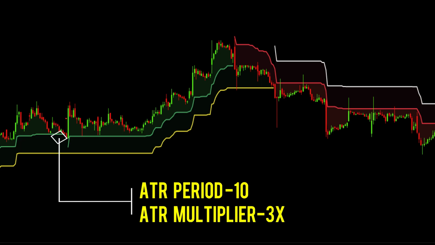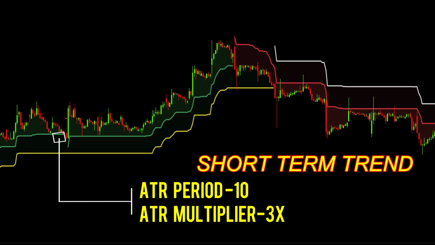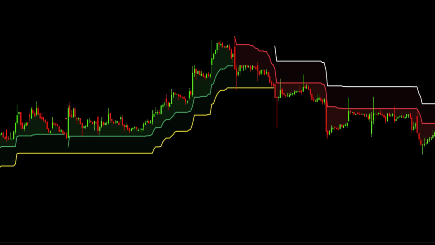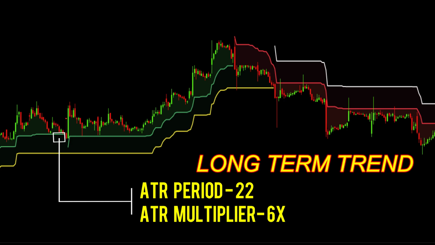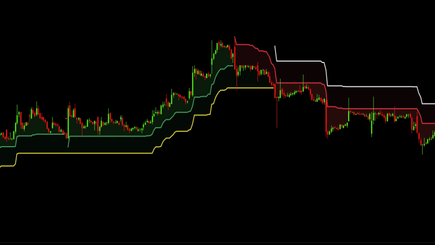We will set our first Supertrend at 10 period ATR and 3x multiplier, which is the default setting. This Supertrend will indicate the short-term trend of the market. Similarly, for the second Supertrend, we will keep the setting as 22 period ATR and 6x multiplier. This Supertrend will indicate the long-term trend of the market. Remember one thing, my friends, when you plot these kinds of two Supertrends, just give them different colors, so that you are able to differentiate between them.